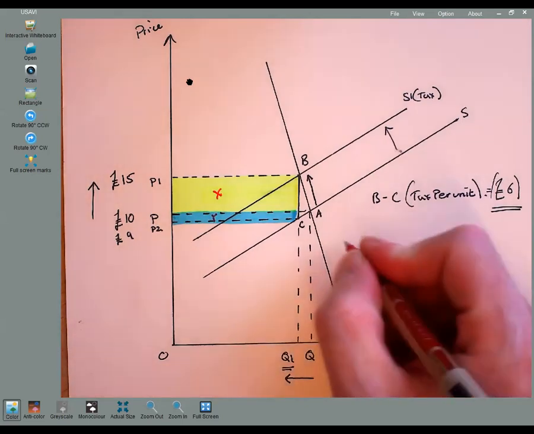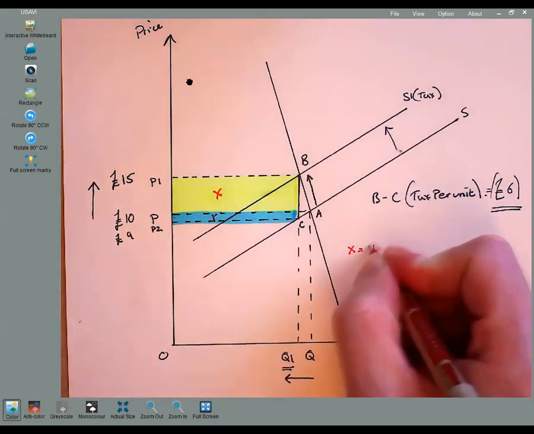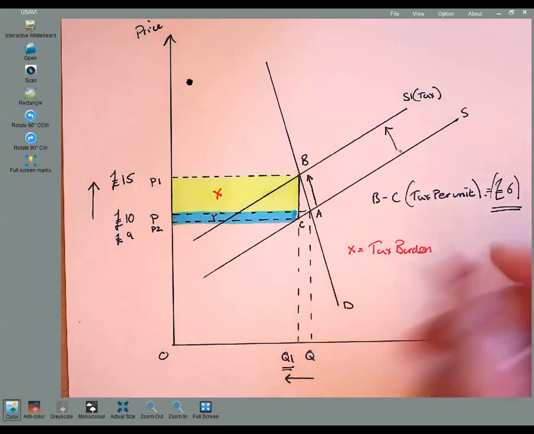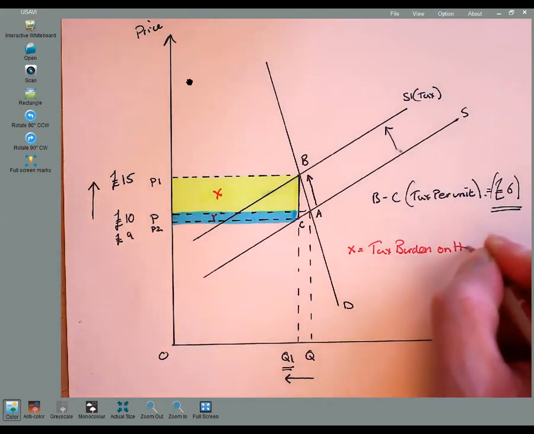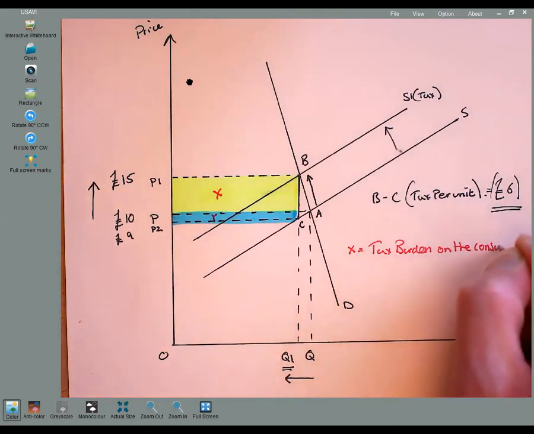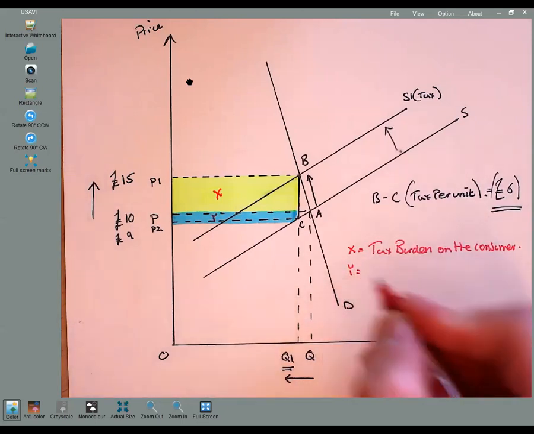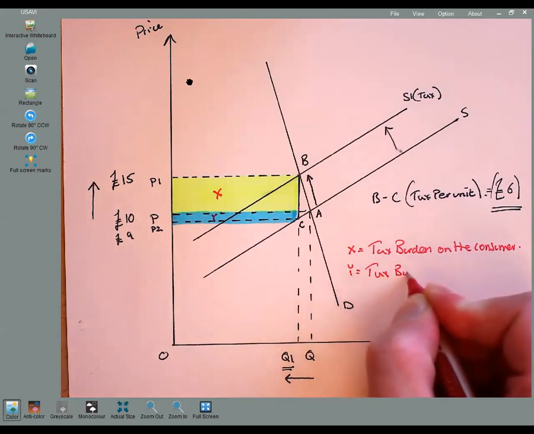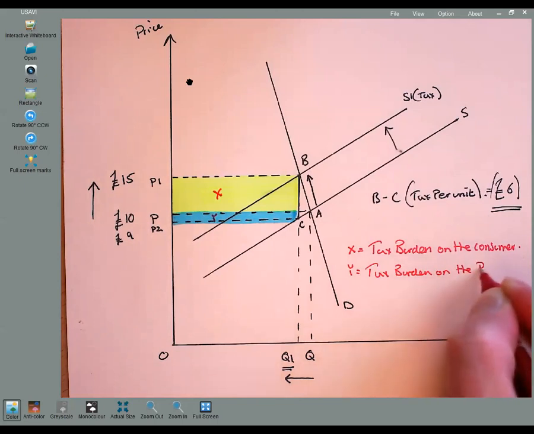Now, area X is our tax burden on the consumer. And then subsequently, process of elimination, area Y is the tax burden on the producer.